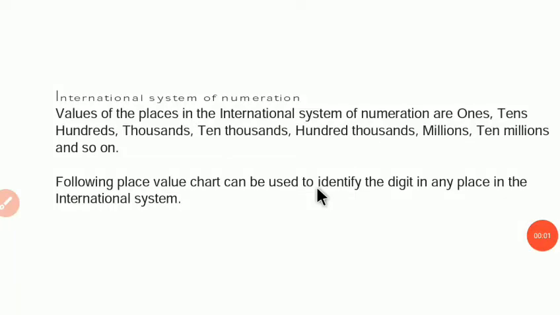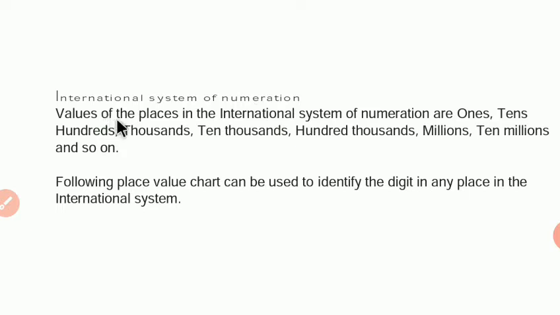Hello students. In the last class we had seen how to read and write larger numbers. There are two ways. First one Indian system and second one international system of numeration. We have already discussed about Indian system of numeration. So today we are going to discuss about international system of numeration. So let's start. International system of numeration.